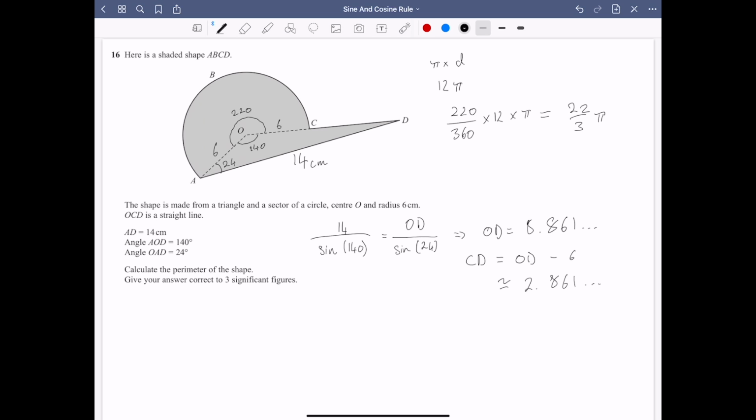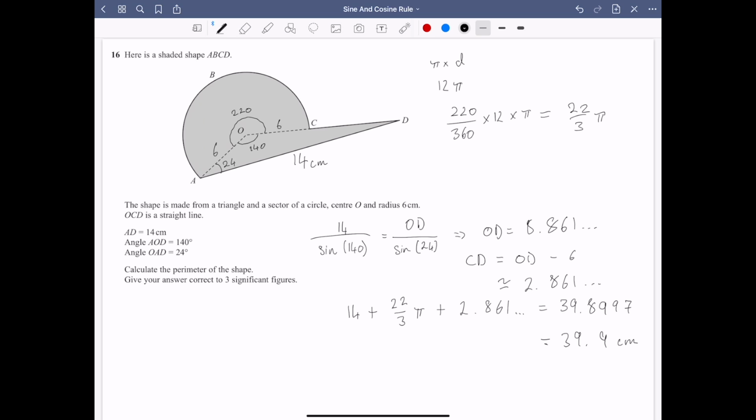And then we've worked out all three sides. So the perimeter is simply 14 plus 22 over 3 pi plus 2.861, which is roughly 39.8997. And the question wants three significant figures, so it's just 39.9 centimeters.